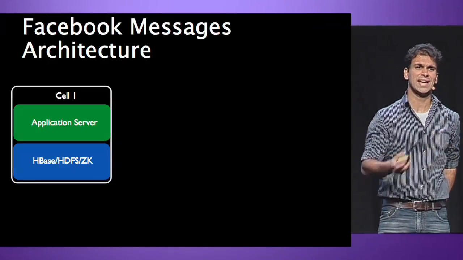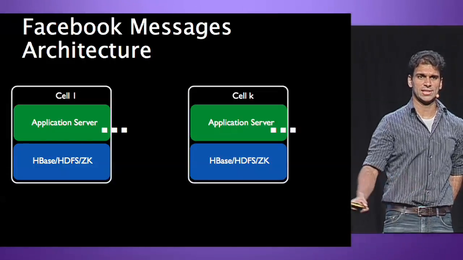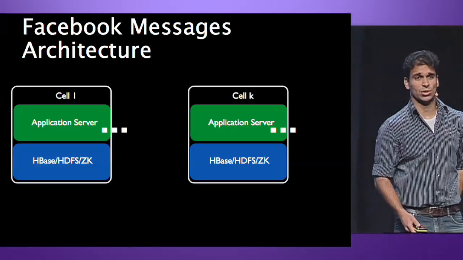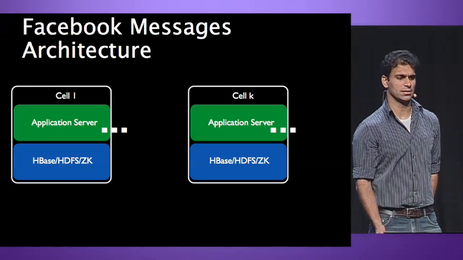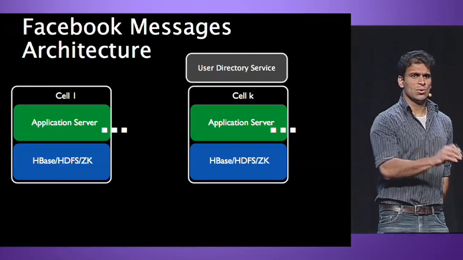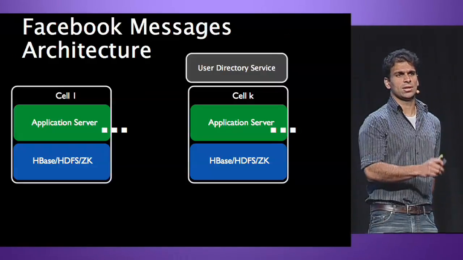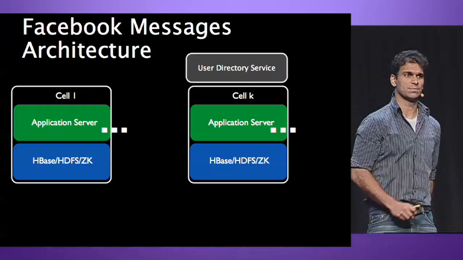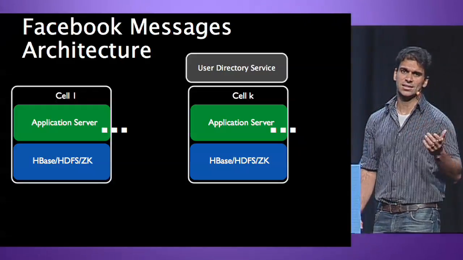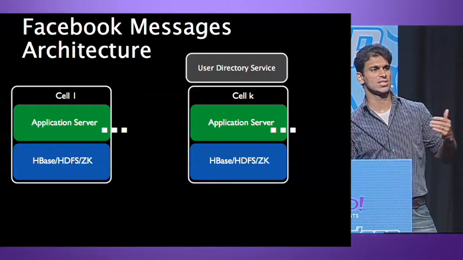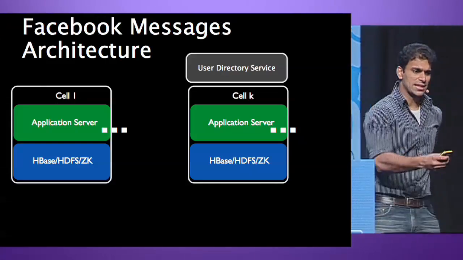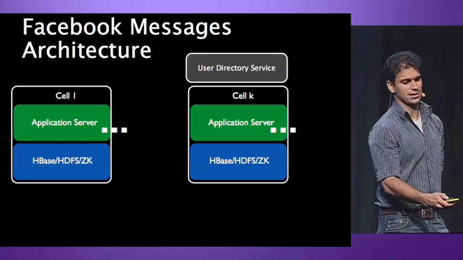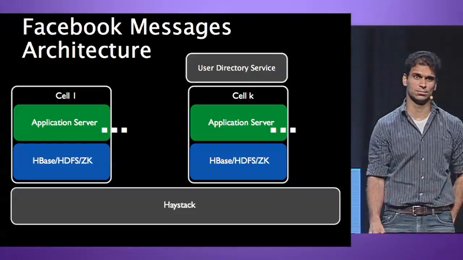Now, we scale out by just adding more and more cells. This is useful for a variety of reasons. We'll go into what a cell means and how it helps us in a bit. But now that we have a bunch of cells, a user is always sticky to one cell and to one application server in that cell. So that means we need a service which tells us, given a user, which cell this user lives in. So that's the user directory service. And I was referring to Haystack in a previous slide, so we'll throw that up there too for completeness.